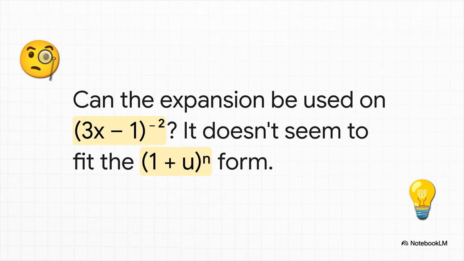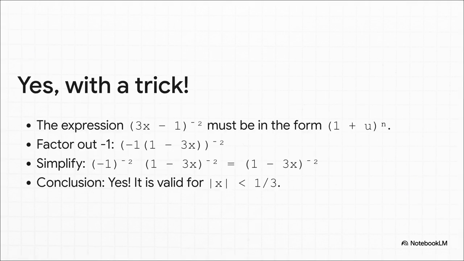Ooh, this is a great question. It's one of those that really tests if you understand the rules. At first glance, (3x - 1)^-2, well, it doesn't look like (1 + u)^n at all, does it? So the big question is, can we even use our formula here? And the answer is yes. We just have to be a little clever with our algebra. The trick is to manipulate the expression until it fits the form we need. So what if we factor out a -1 from inside that bracket? We'd get -1 times (1 - 3x). Now, when we apply that power of -2 to both parts, something cool happens. (-1) to the power of 2 just becomes +1, and we're left with (1 - 3x)^-2, which is exactly the form we need.